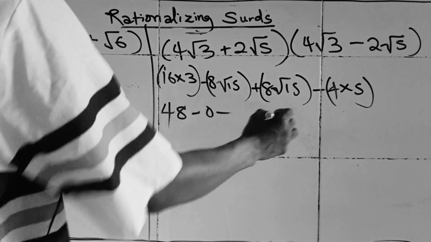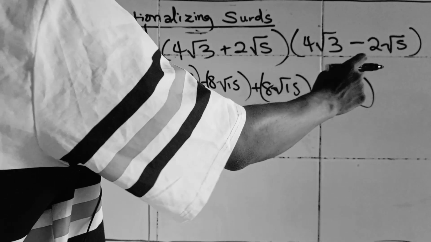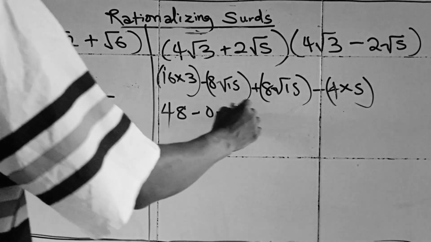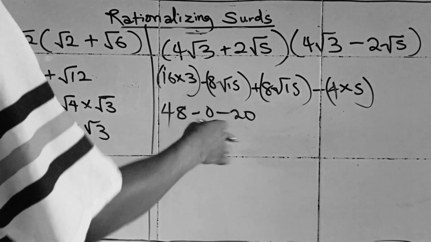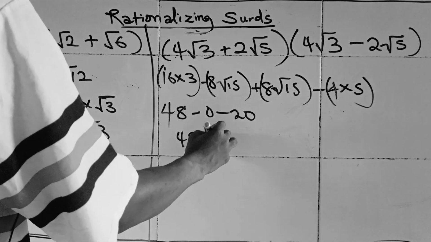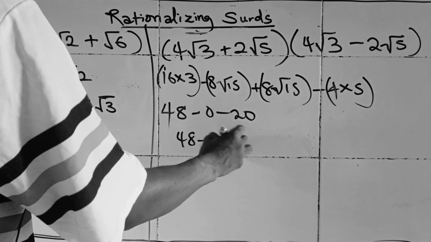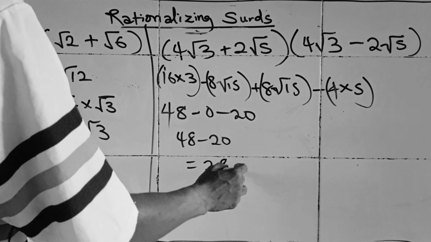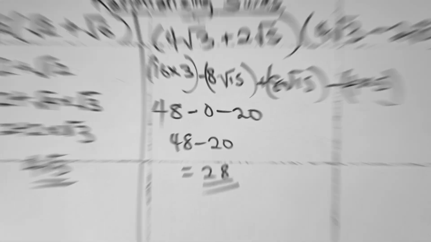So, okay, minus 4 times 5 is what? 20. You see, it was 20. So this 0 is gone. So we'll now have 48 minus 20. What would that give you? That will give you 28.